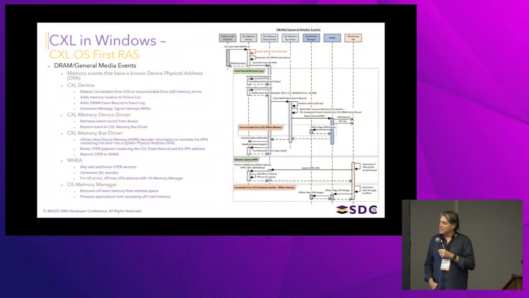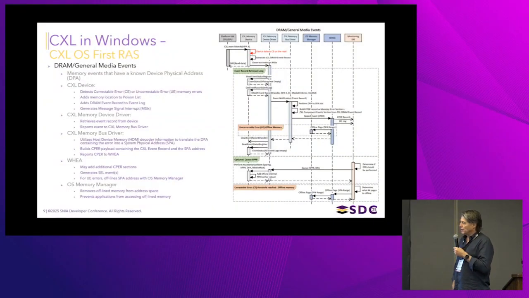So, all right. I'm just going to go through a few flows here, an example of some of the error handling we have to do. The first set of errors, everything's driven by events in CXL, right? So we have DRAM and general media events.